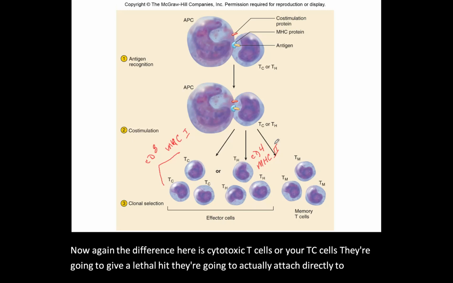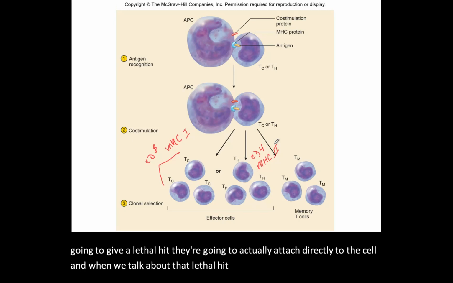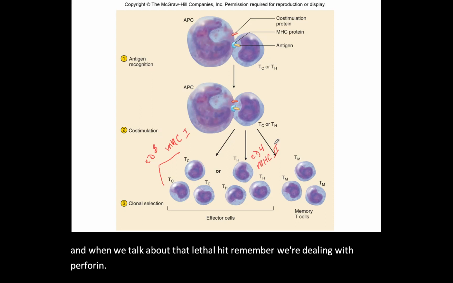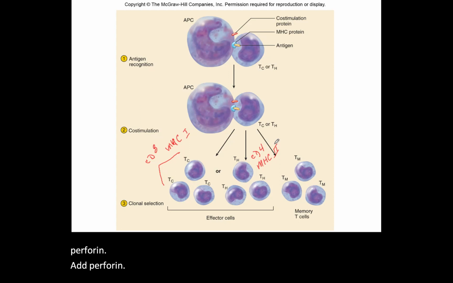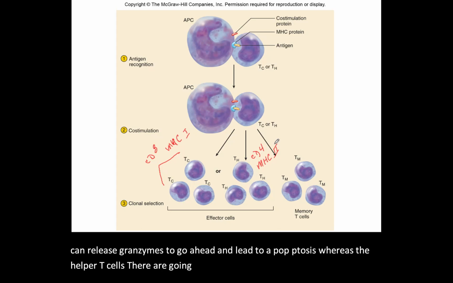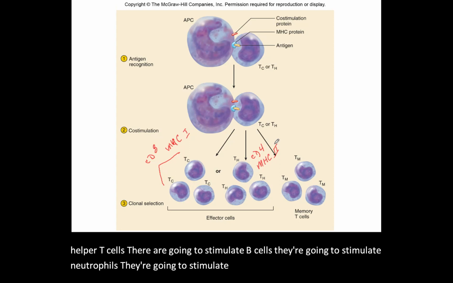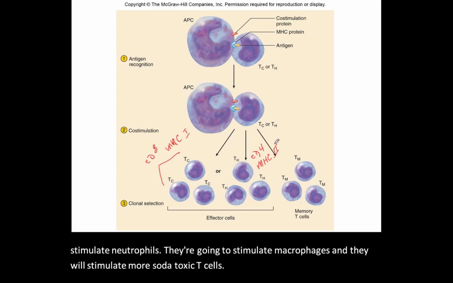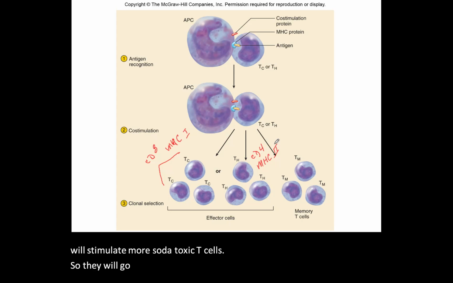And when we talk about that lethal hit, remember we're dealing with perforin, and perforin is going to create a hole in the cell by which then those cytotoxic T cells can release granzymes to lead to apoptosis. Whereas the helper T cells, they're going to stimulate B cells, they're going to stimulate neutrophils, they're going to stimulate macrophages, and they will stimulate more cytotoxic T cells.